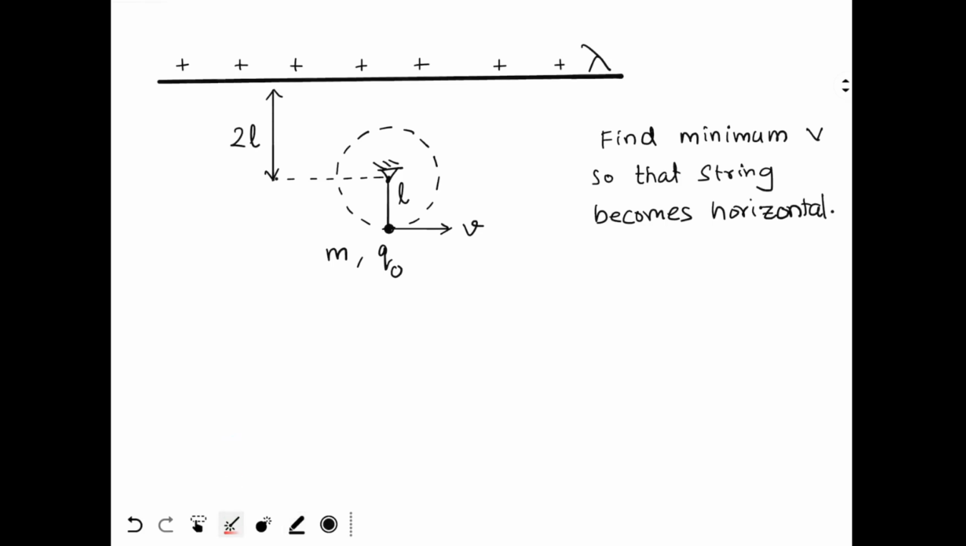Okay, now look at this question. Here we have an infinite wire of linear charge density lambda. That is, charge per unit length is lambda.